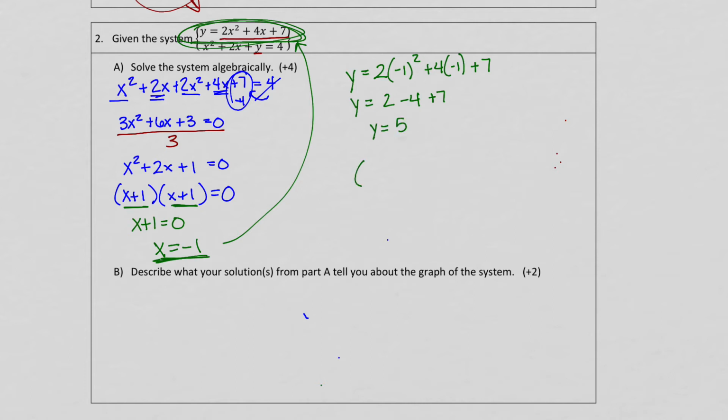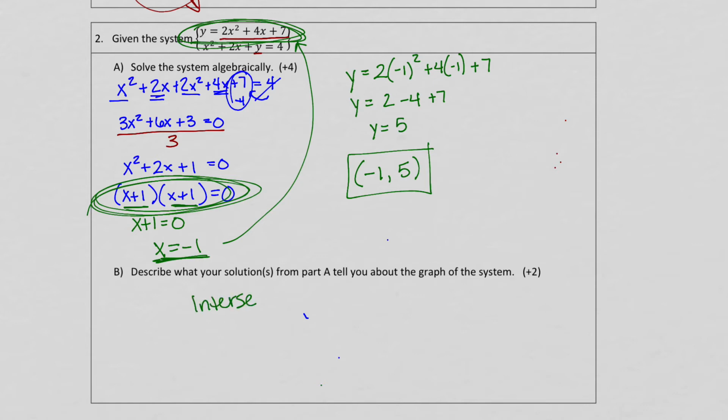So I have that my intersection point is this. And you should have only had 1 point because these were the same. If they were different, I would have gotten 2 x's and I would have had to plug each in and find the y's that went with each of them. But this only had the 1 point. So describe what that means about the system. Well, since they only intersect at 1 point, and these are both parabolas, you could have just said they only intersect at 1 point. But these also intersect at the vertex of each.